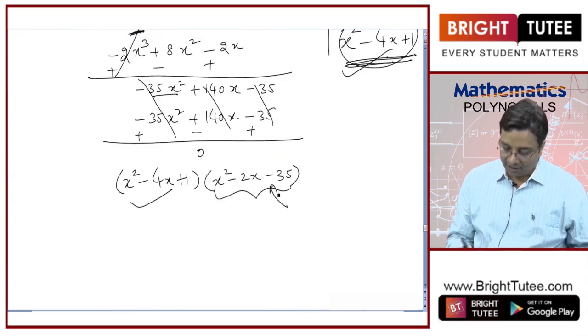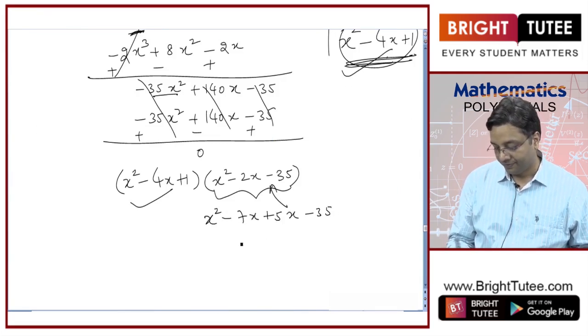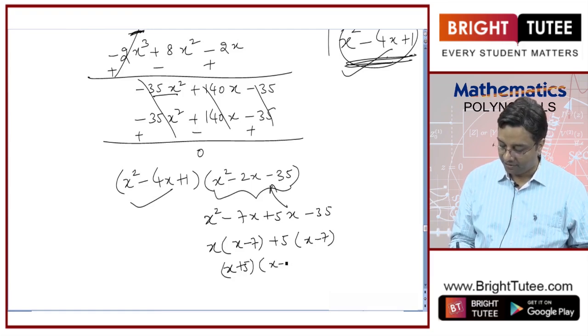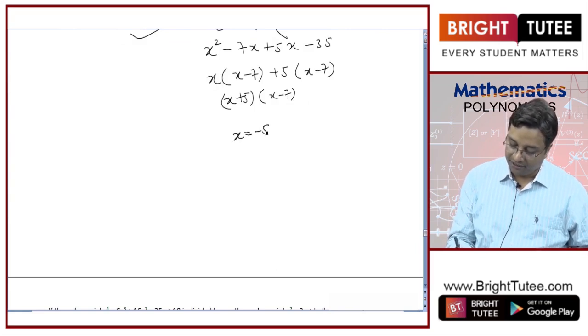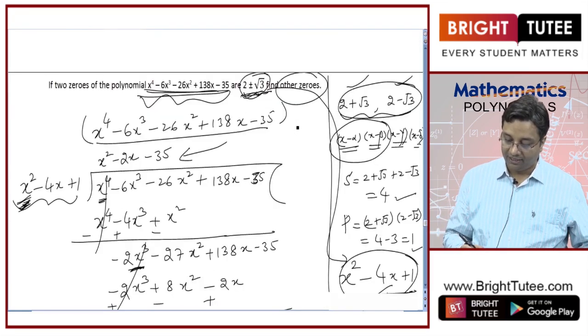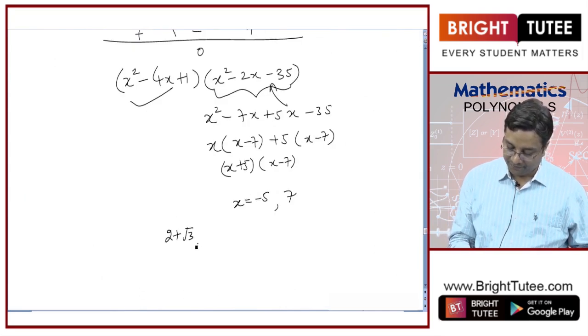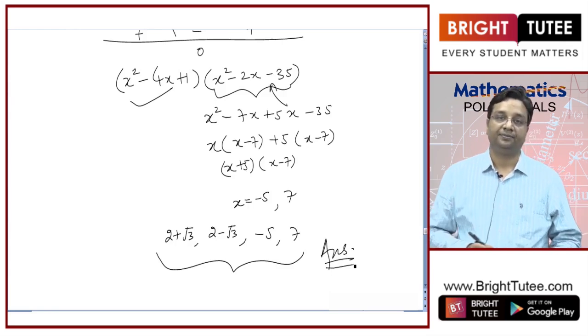So just factorize this quadratic by splitting the middle term like this. So x common, x minus 7 plus 5 x minus 7. So x plus 5 into x minus 7. So now the other zeros will be x equal to minus 5 or x equal to 7, right? So if I collectively write all the zeros, they are 2 plus root 3, 2 minus root 3, minus 5 and 7. So this is my answer, right?